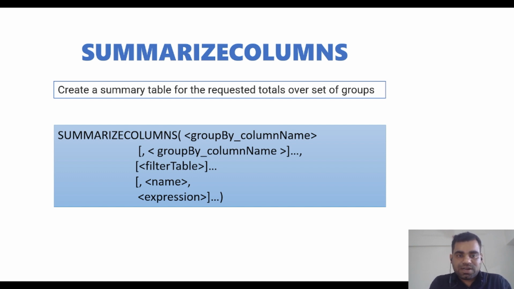As in SUMMARIZE, you used to give the table name first, then the required columns. Here we'll directly give the column names. As the name suggests, SUMMARIZECOLUMNS, directly give the column names. The VertiPaq engine will basically figure out from which table the column is coming, and based on that does the calculations. All right, now let's see one example of SUMMARIZECOLUMNS.